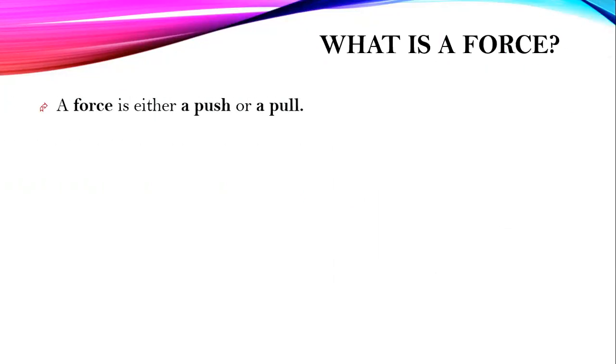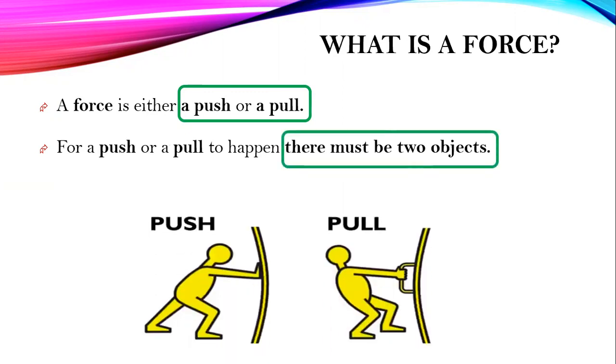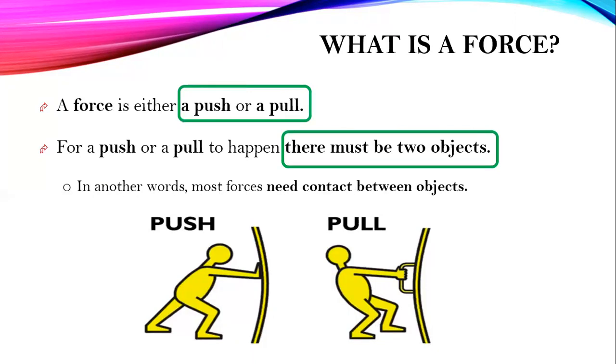Force is usually represented as either a push or a pull. Any force we are applying is either a push or a pull. For a push or a pull to happen, there must be two objects. Have a look at this picture. You're going to find a man and a door. So we have two objects to apply our force. In other words, most forces need contact between objects. Objects must touch each other to apply a force.